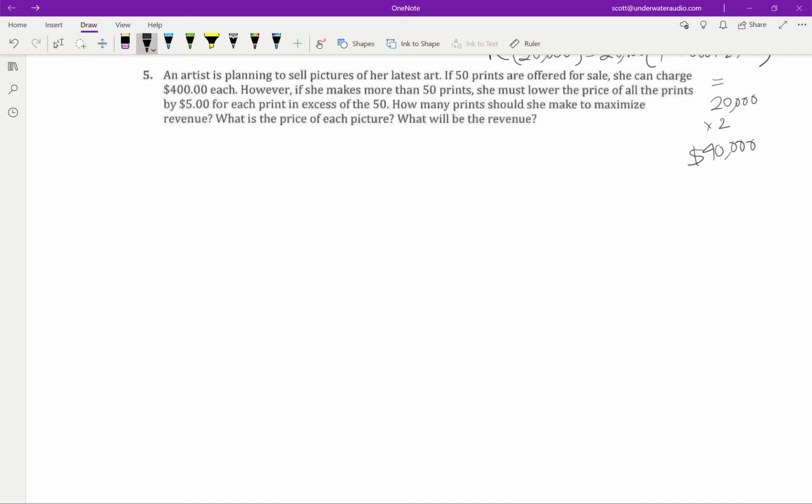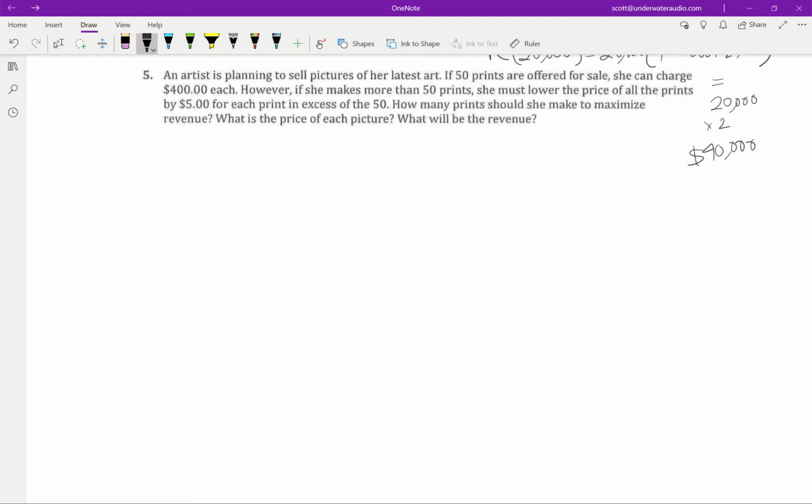Right, number 5. An artist is planning to sell pictures of her latest art. If 50 prints are offered for sale, she can charge $400 each. However, if she makes more than 50 prints, she must lower the price of all the prints by $5 for each print in excess of the 50. How many prints should she make to maximize revenue? What is the price of each picture and what will be the revenue?